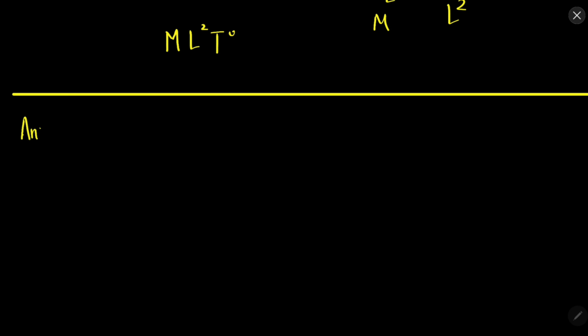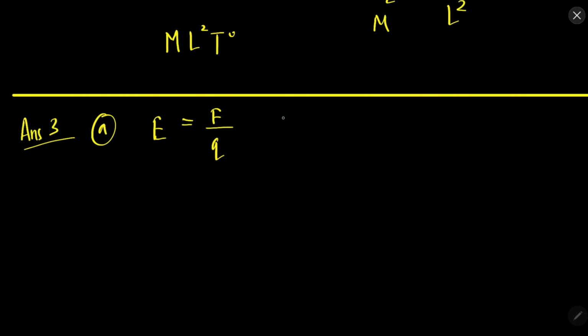So answer 3, solution of question number 3. So here what do we have? First of all we need to find the dimension of electric field, which is represented by E. Now electric field is equal to force upon charge. Now again the dimension of force is M L T minus 2, and dimension for charge.